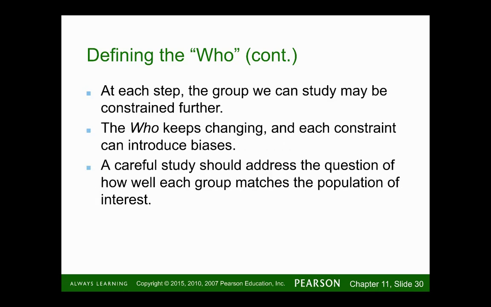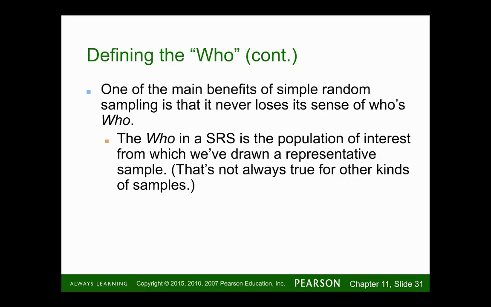At each step, the group we can study may be constrained further. The who keeps changing, and each constraint can introduce biases. A careful study should address the question of how well each group matches the population of interest. So you always want to look at the data and see if it's representative of the population. One of the main benefits of simple random sampling is it never loses its sense of who's who. The who in an SRS is the population of interest from which we draw a representative sample. That's not always true for other kinds of samples.